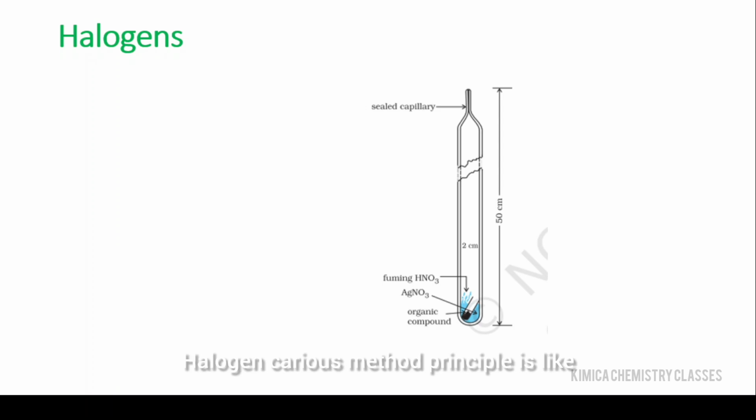The principle of the Carius method is that an organic compound containing halogen, of known mass, is heated with fuming nitric acid. As you can see in this diagram, which I have taken from NCERT, this is an organic compound containing halogen, heated with fuming nitric acid. Nitric acid is present in this tube, and we have added a few crystals of silver nitrate.